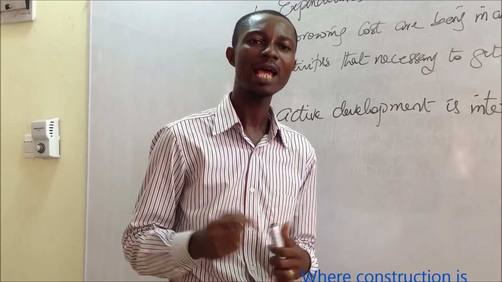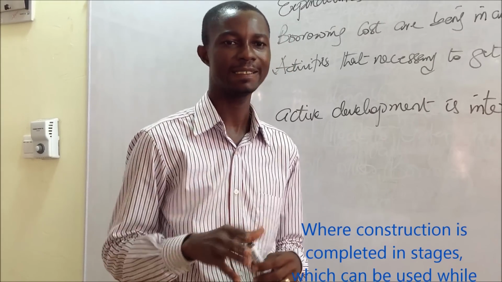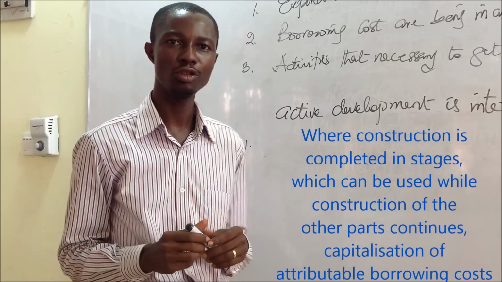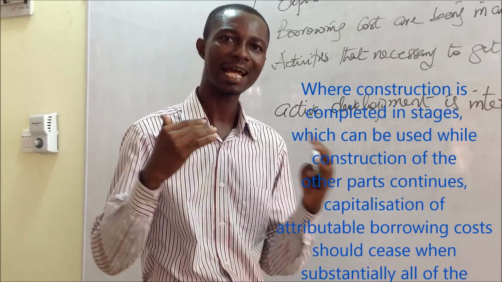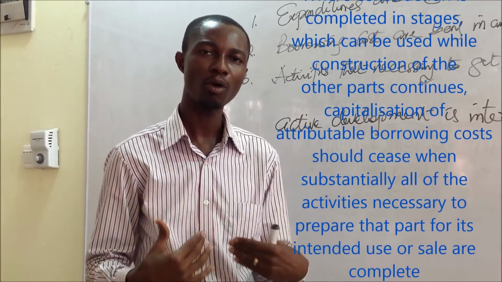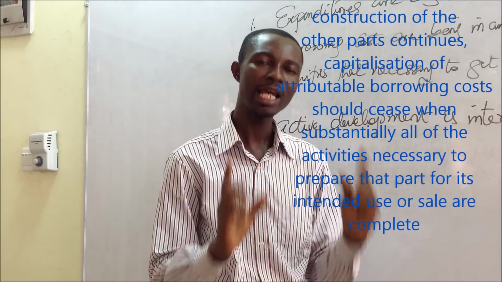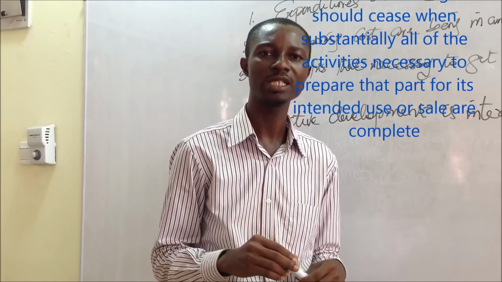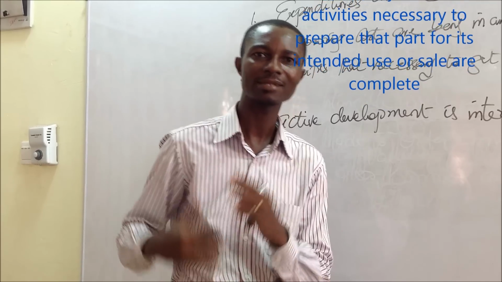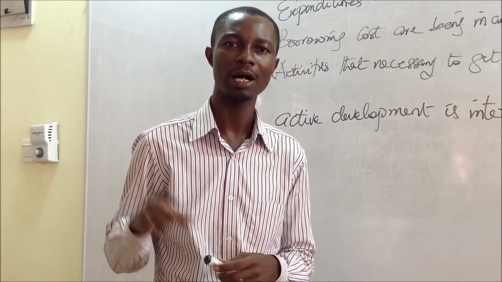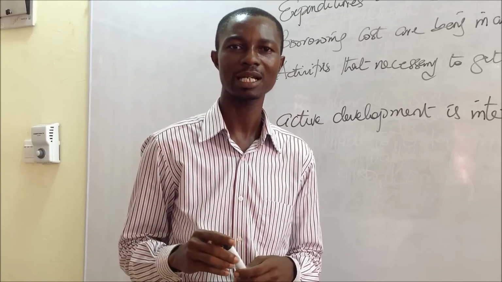2. Where construction is completed in stages, which can be used while construction of the other parts continues. So there are certain assets that can be completed in stages. If that is the nature of the asset, then any capitalization that is related to the portion that is completed would have to cease. However, the portion that is still under construction, we can continue capitalizing in relation to that particular portion.